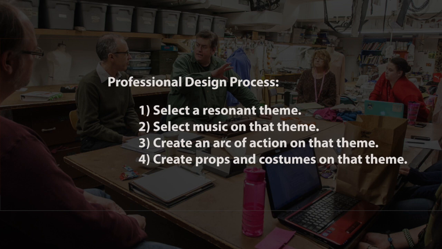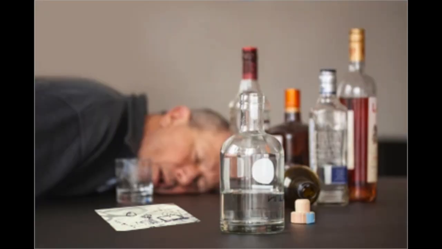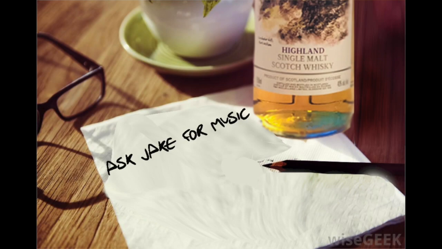1. Select a resonant theme with immediacy, depth, and passion. 2. Pick music that supports that theme. 3. Create an arc of visual action that illustrates that theme. 4. Create props and costumes that support it. But let's get real. Most drum corps and marching band show designers follow this order instead.